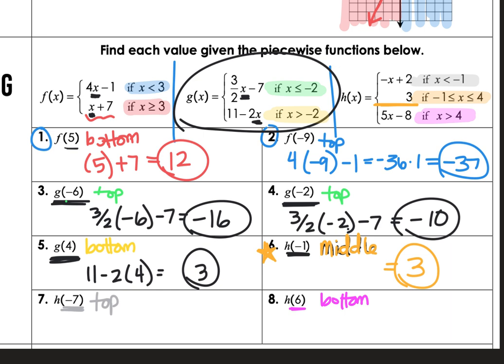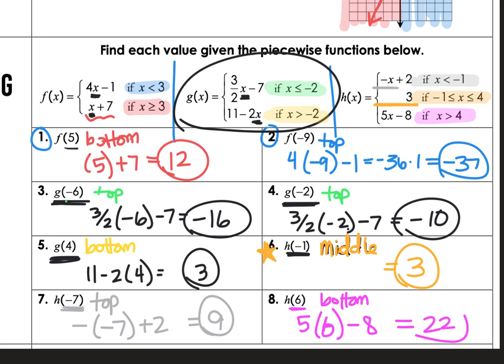All right, question 7. I'm going to evaluate into the top equation. So I'm going to do -7 plus 2. Notice that I'm paying careful attention about the negative that's in the front of that equation, in front of the x, and using parentheses appropriately. This is going to give me an output value of 9. And then lastly, we're going to evaluate the bottom function at 6. I don't know why I said 4. Let's try reading, shall we? Minus 8, so that's 30 minus 8, which will give me 22.